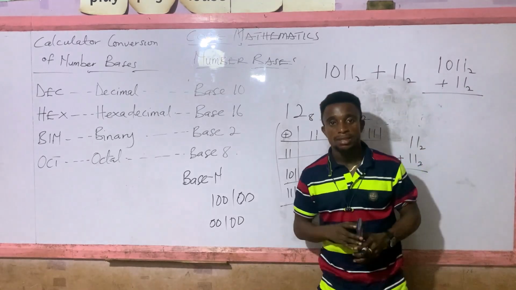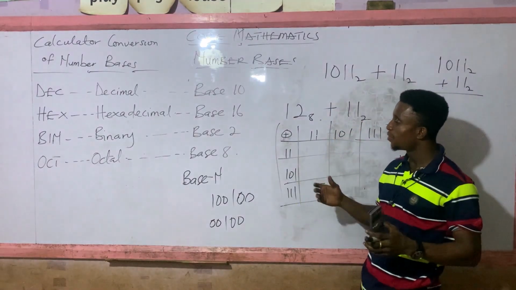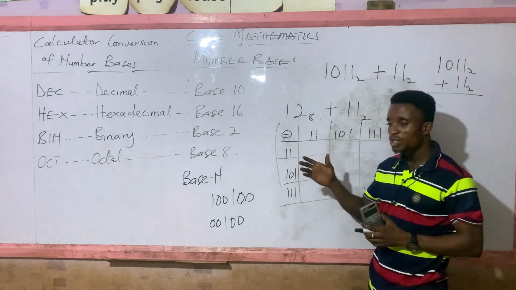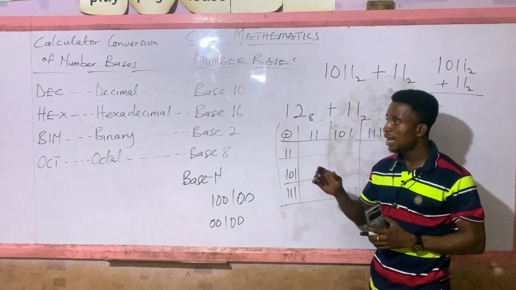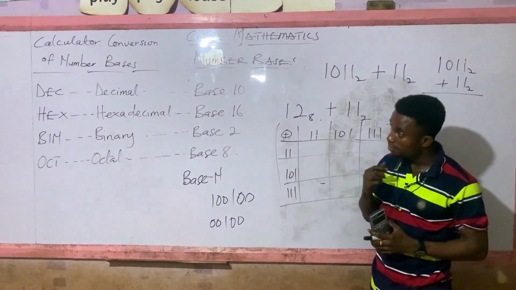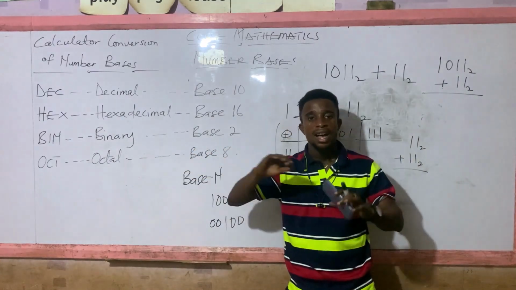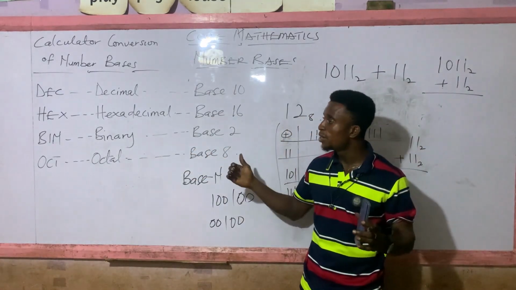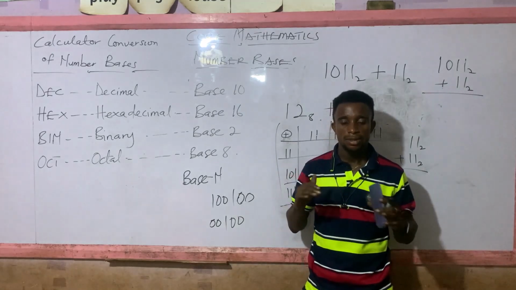On that note, this will be the end of the road for us. Make sure you do more. I said the calculator can only do base 2 and base 8. If it is not base 2, if it is not base 8, you can't do that.